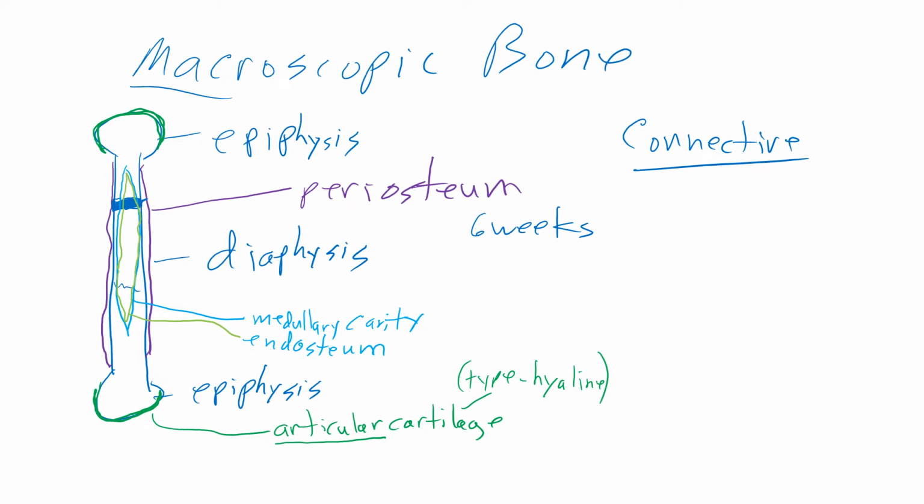Like I said, the periosteum is the outer lining, and the endosteum is the inner lining inside the medullary cavity. It's the tissue that's inside that.